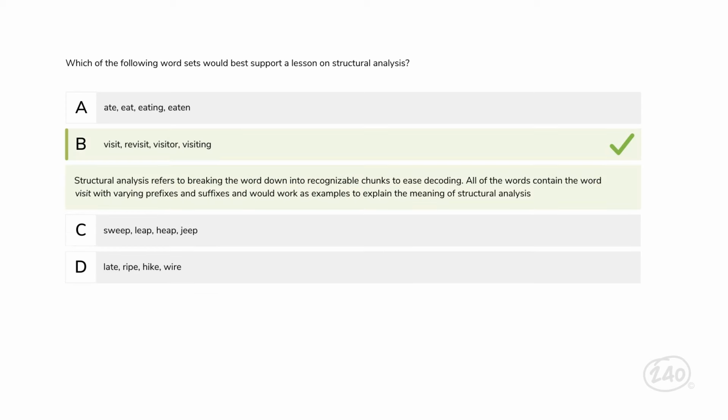This is the right choice. Like I said earlier in the video, structural analysis refers to breaking the word down into recognizable chunks to ease decoding. All of these words contain the word visit with varying prefixes and suffixes, so they would work as examples to explain the meaning of structural analysis.